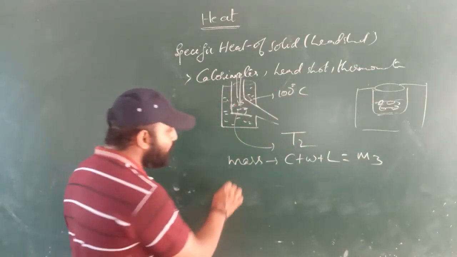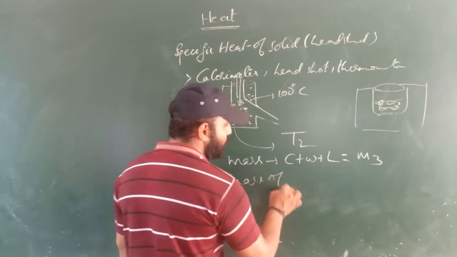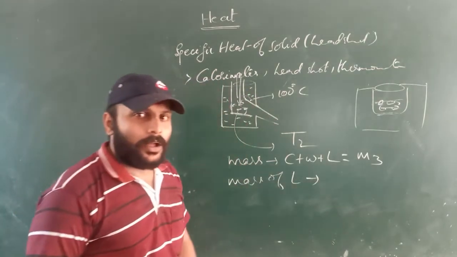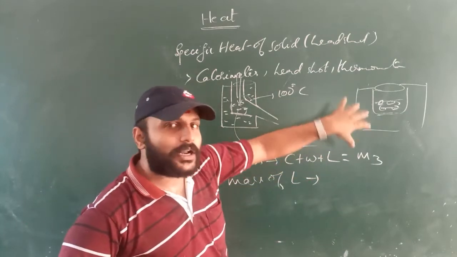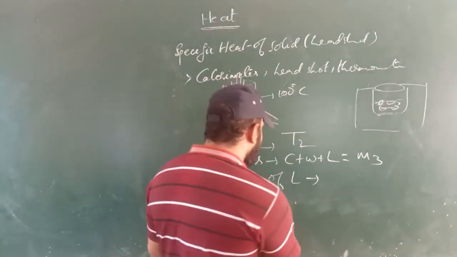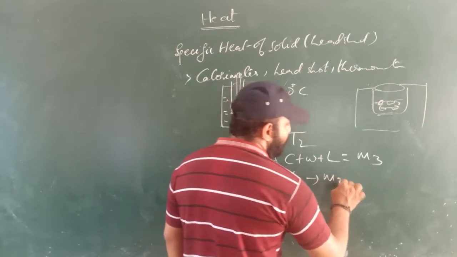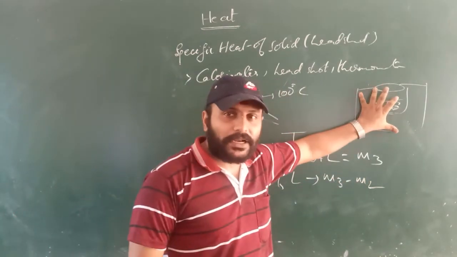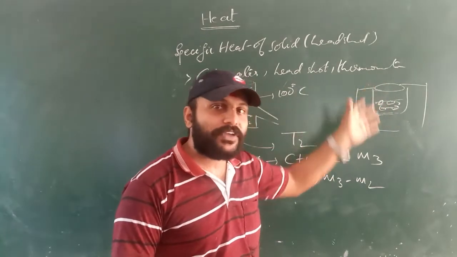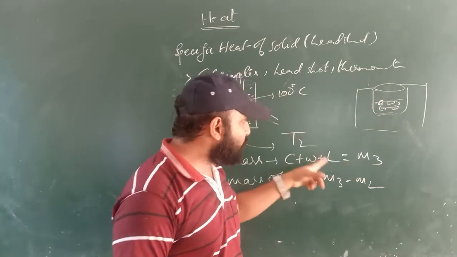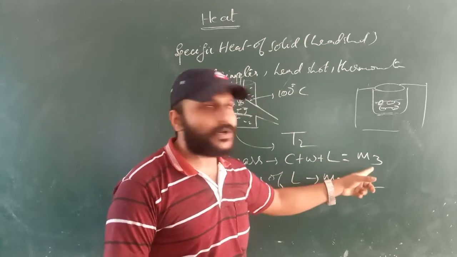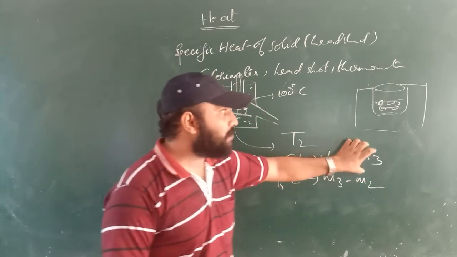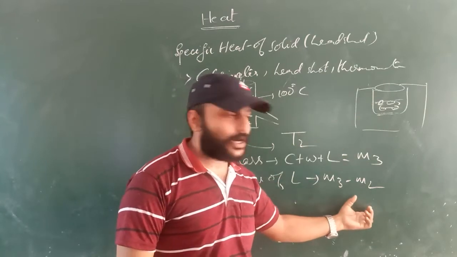Now what will be the mass of the lead shot? Total it is M3. Mass of calorimeter with water is M2. So mass of lead shot will be M3 minus M2. Understood? Mass of calorimeter is M1. Mass of calorimeter with water is M2, and into that we have added lead shot, so total it is M3. So the mass of lead shot will be M3 minus the mass of calorimeter with water, M2.